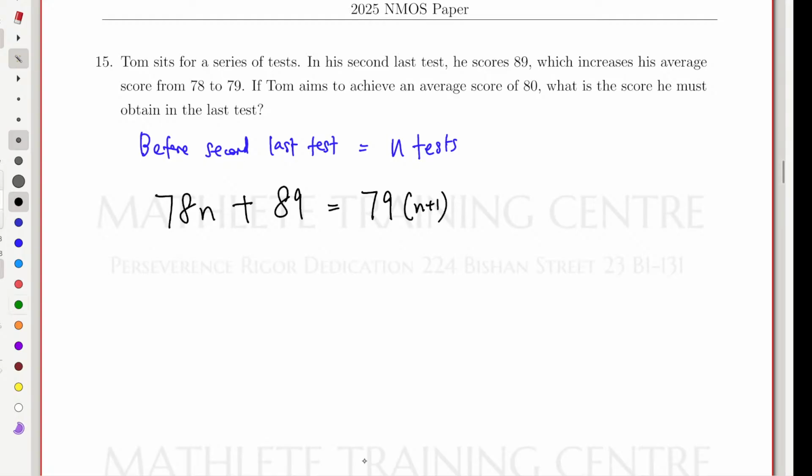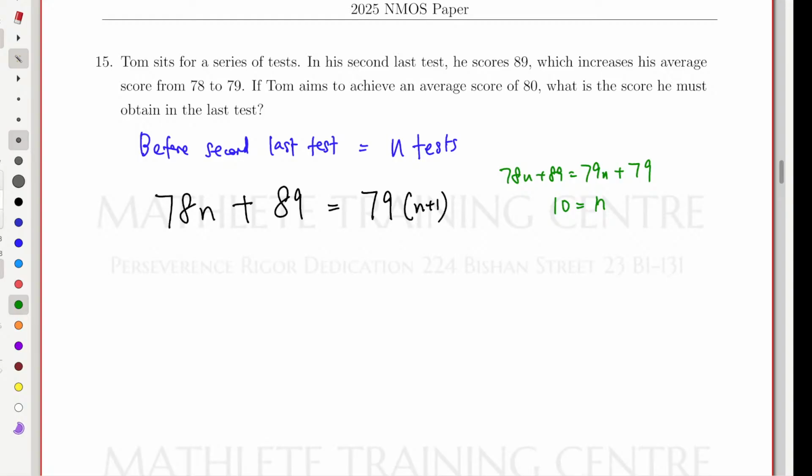So what does this mean? Well, this means that 78n plus 89 is 79n plus 79. So if I cancel out 78n and 79n, that's 1n is 89 minus 79, which is 10. So there are 10 tests before the second last test.